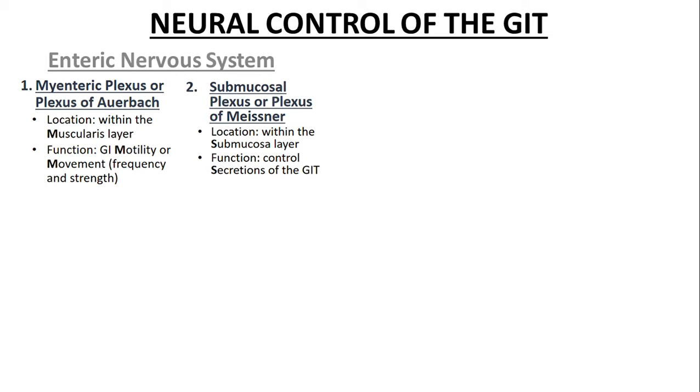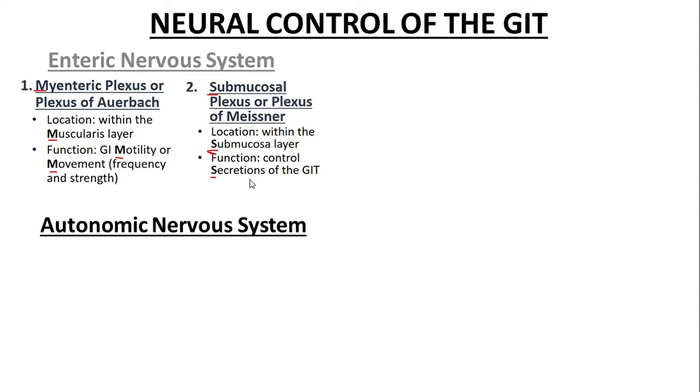The myenteric plexus, also known as the plexus of Auerbach, is located within the muscular layer, and it functions for motility and movement. And your submucosal plexus, or plexus of Meissner, is located in the submucosa, which functions for secretions. So your enteric nervous system can stand on its own feet, can react to its own stimuli using its own organs. However, it is still under the influence of your autonomic nervous system.